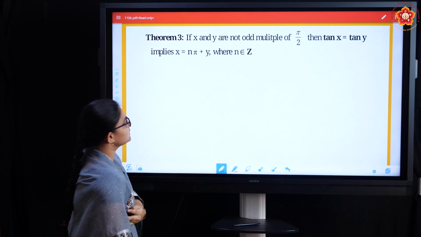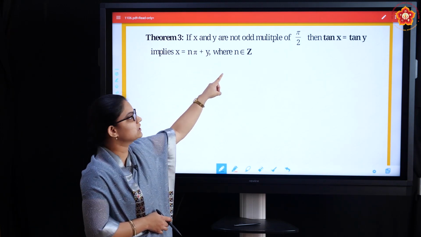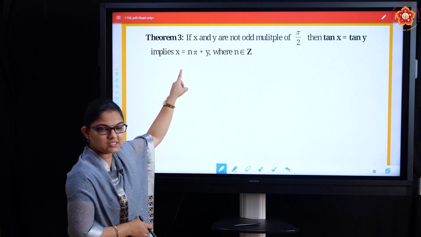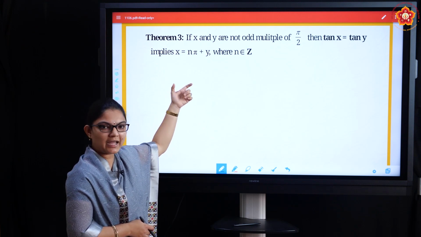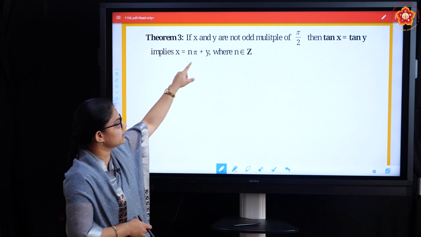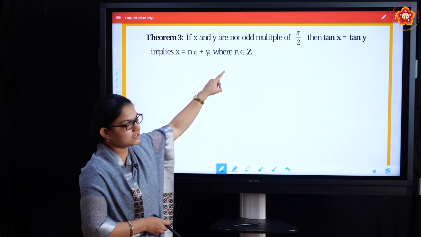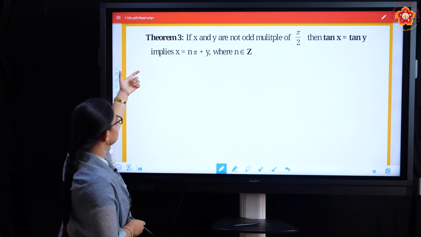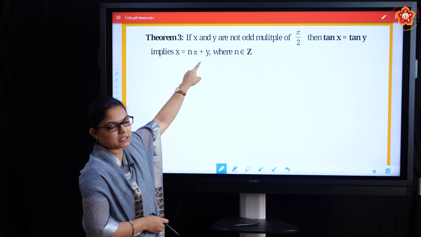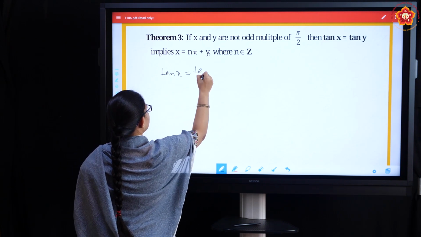Now let us find for the tan. So if x and y are not an odd multiple of pi by 2, because if x and y are odd multiples of pi by 2, then tan does not exist. That's why we are including this condition. If x and y are not odd multiples of pi by 2, then tan x is equal to tan y implies x is equal to n pi plus y. So we have tan x is equal to tan y.